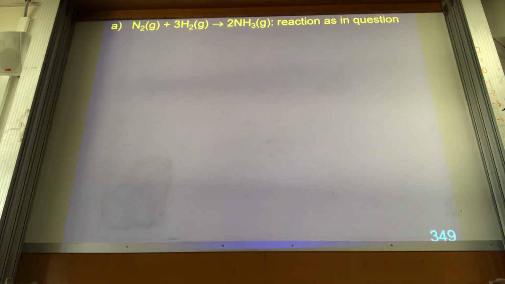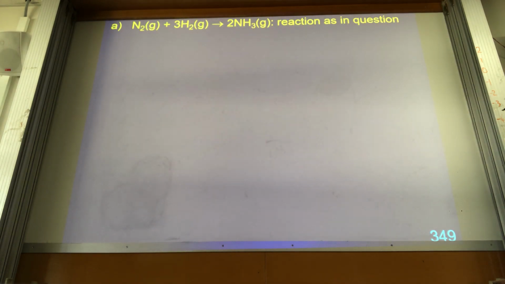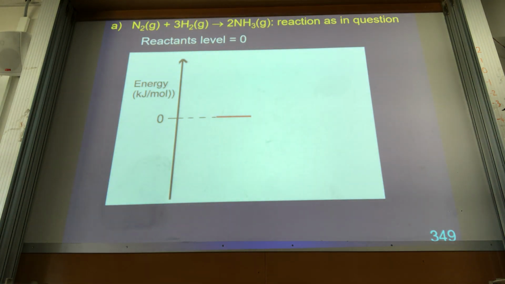So, question A, is the reaction exactly the same as in the question? So, look at the equation, the information you're given, look at the equation for which you're being asked to draw the diagram. They're exactly the same. So we're going to use these exact numbers and the same direction. So it's exactly the same. So we know that it is an exothermic reaction. Now, we always give the initial level of the reactants 0 kilojoules. Everything is relative to that.